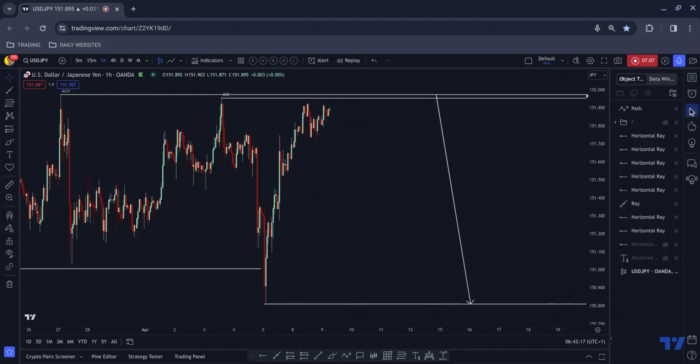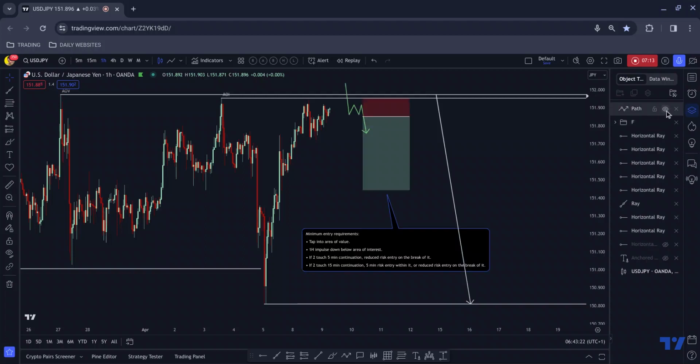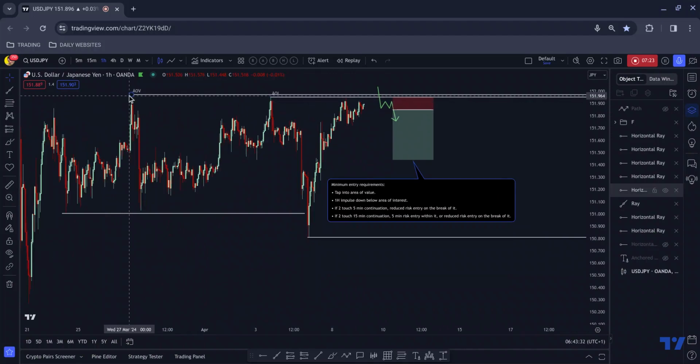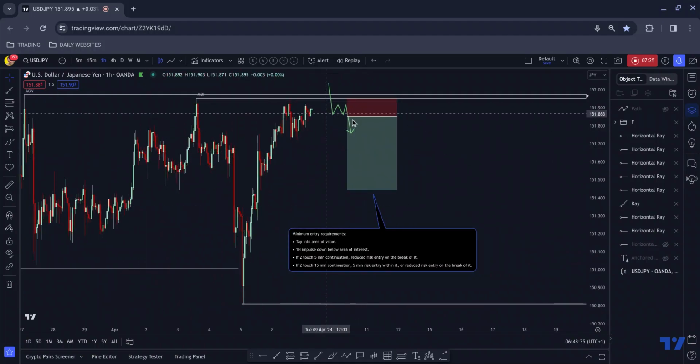Just because price gets near to an area, doesn't quite get there, and then you get these little fake sell-offs. So what I'll be looking for, you can see my minimum entry requirements here, is a tap into the area of value, the area of value being there. It will likely break above, but if we tap into that area, we push back down and we get a 1 hour impulse down below our area of interest, so below this high here. If we do break below the area of value after we've tapped it, because they're so close, we'll likely tap below here as well.